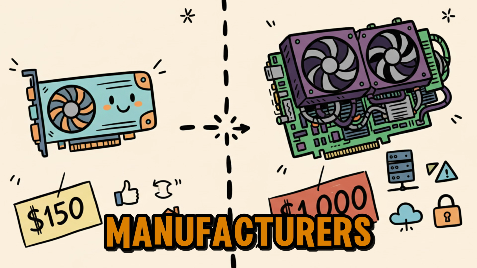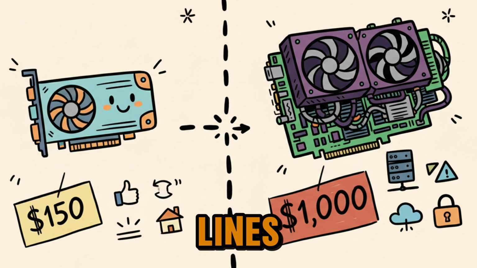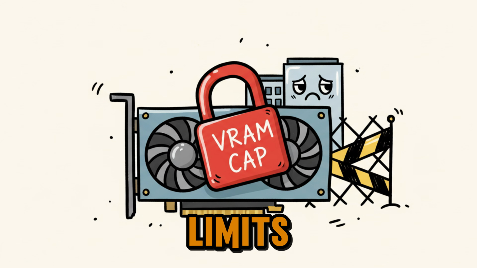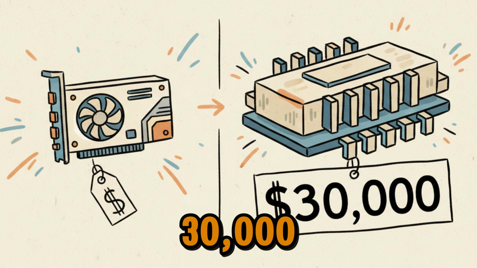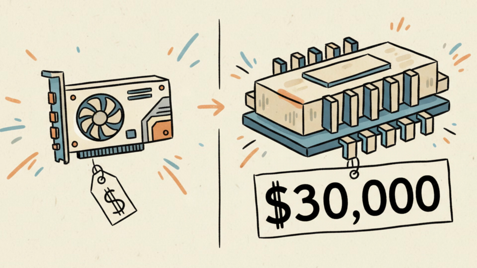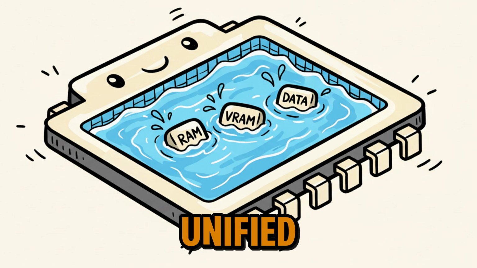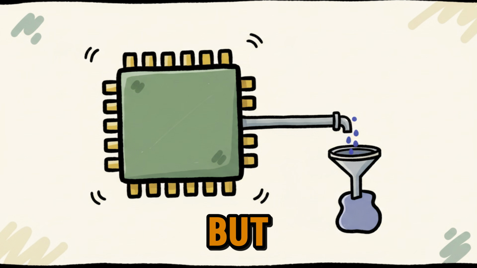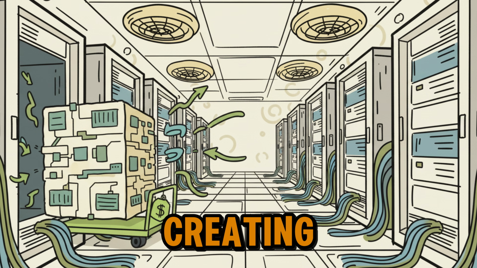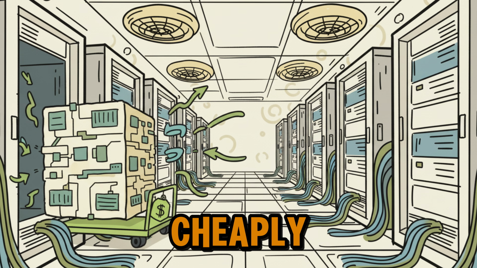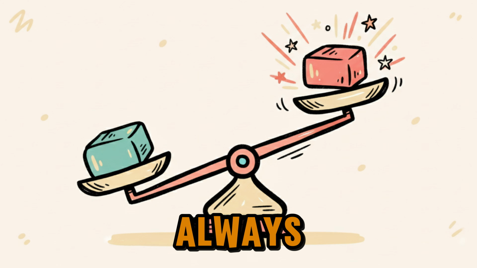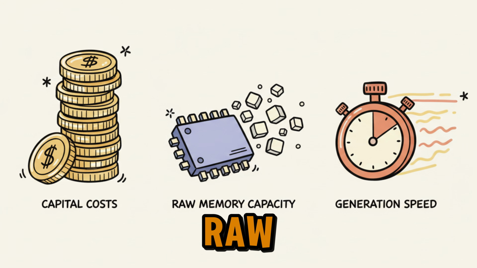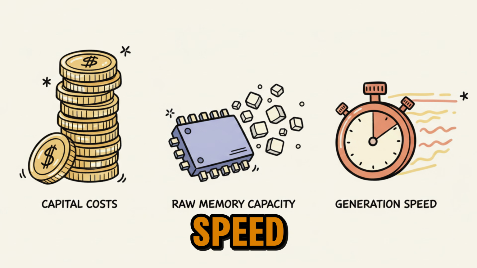This is why hardware manufacturers deliberately segment their product lines. NVIDIA intentionally limits VRAM capacity on consumer cards to prevent small businesses from using cheap consumer GPUs instead of $30,000 enterprise chips. Apple, conversely, offered massive unified memory pools on desktop chips, but pairs them with lower memory bandwidth, creating a system that can load huge models cheaply, but generates text at a fraction of enterprise cloud speeds. You're always trading off capital costs, raw memory capacity, and generation speed.